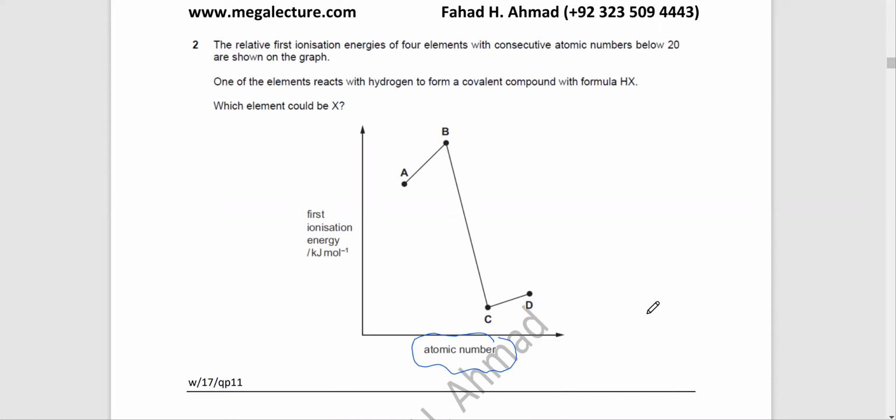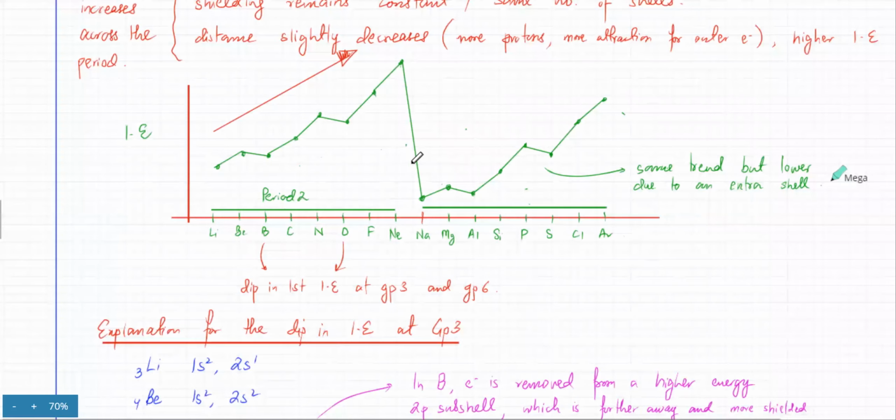So this must be group one. This one must be group two. This would be the noble gas, group eight. This must be group seven, right? So this section over here: this one, then there's this giant dip, and then these two.